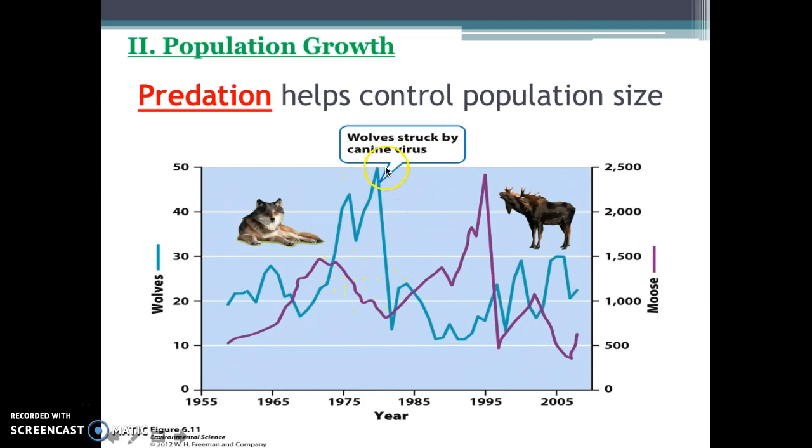In this specific case, though, the wolves were struck by a virus, and that made their population plummet. And because of that, look what happened to the moose population. It skyrocketed. So it was influenced. The moose population was influenced by just a virus that hit the wolf. So that's pretty interesting.